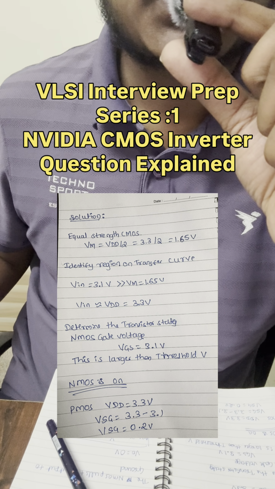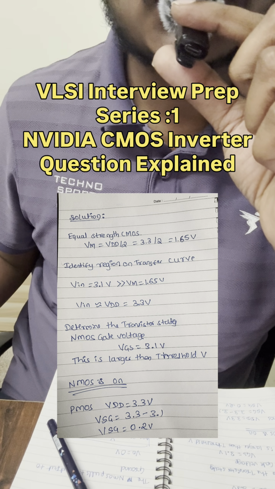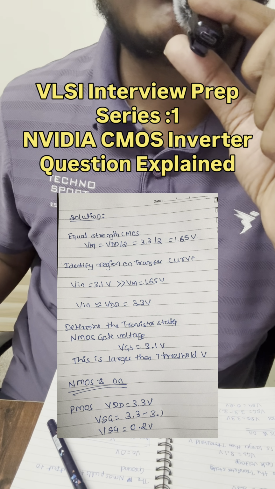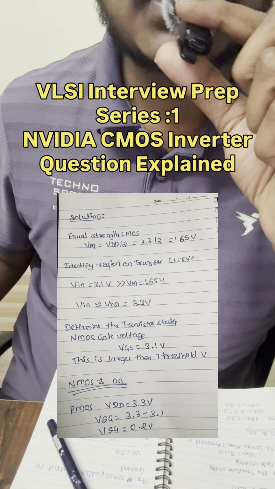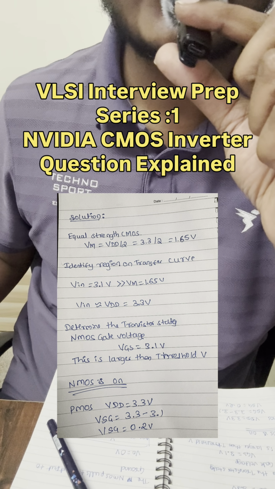Now we compare the given input voltage with the switching threshold. The input voltage is 3.1 volts, which is much larger than 1.65 volts, the threshold voltage. So the inverter is operating in the right side region of the voltage transfer characteristic curve, where the input is considered as very high.